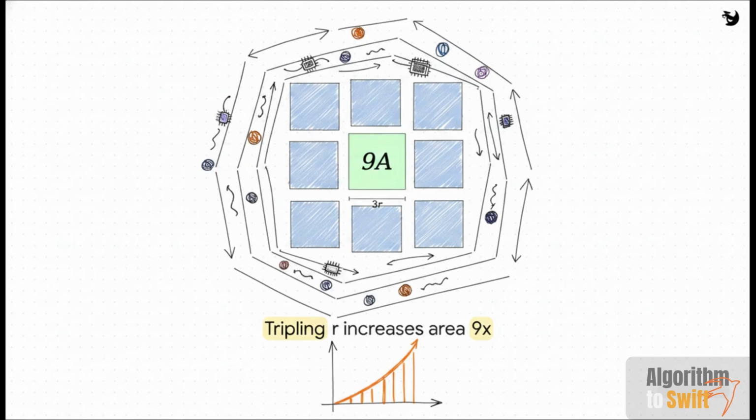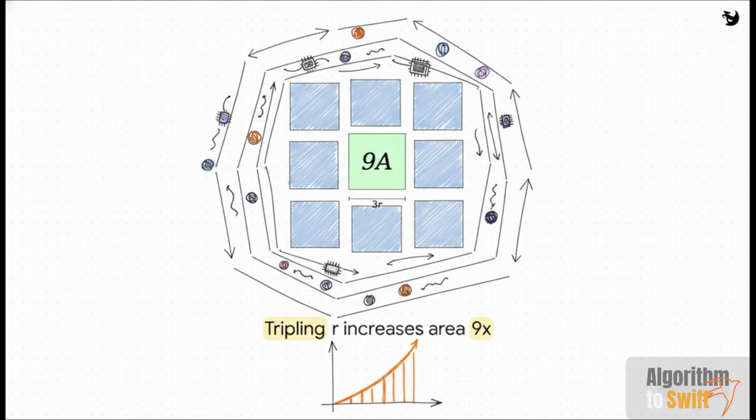And if we push it further and triple the boundary to 3r, the area block blows up to 9 times its original size, 9a. This right here cements the concept of quadratic, O of r squared growth. It is so absolutely crucial to visualize this. Because when you're in an interview and you nest a loop inside another loop in your code, you are building this exact expanding square.